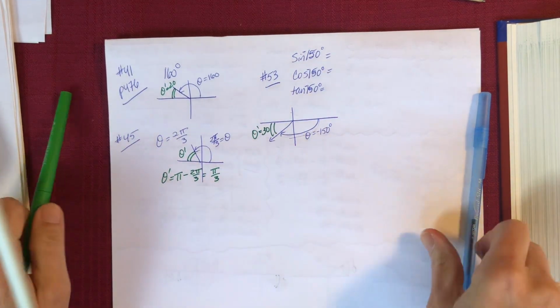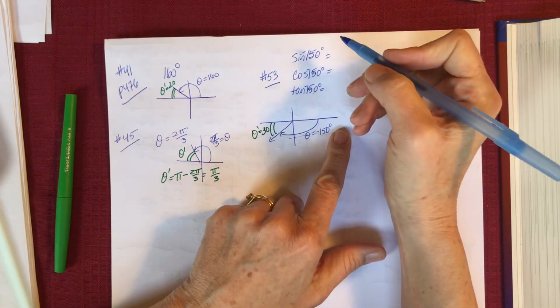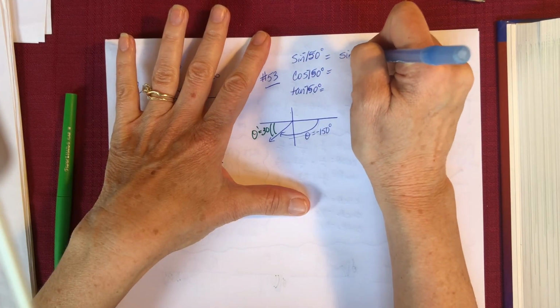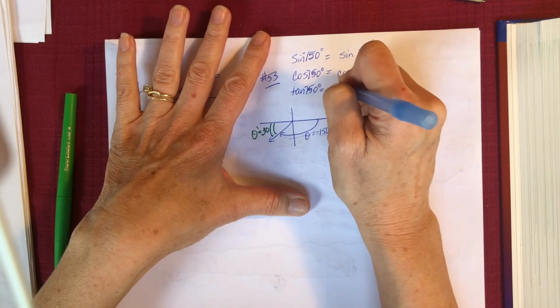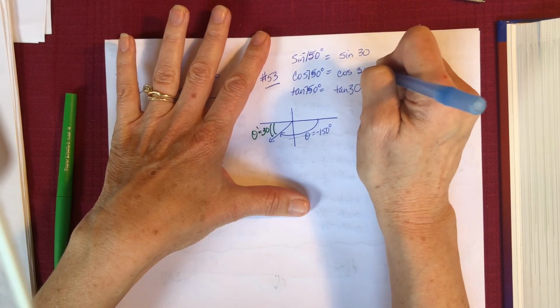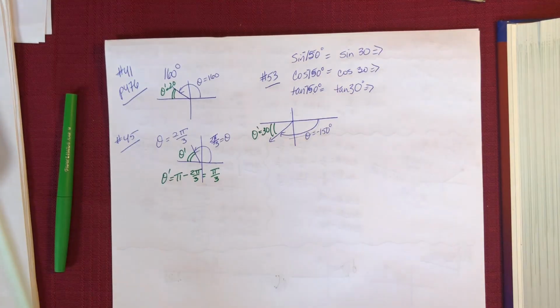All right. So in order for me to think about the sine, cosine, and tangent here, what I'm really going to do is I'm going to think about the sine of 30, right? I'm going to think about the cosine of 30. I'm going to think about the tangent of 30. And then I'm going to take my answer and think about my sign.